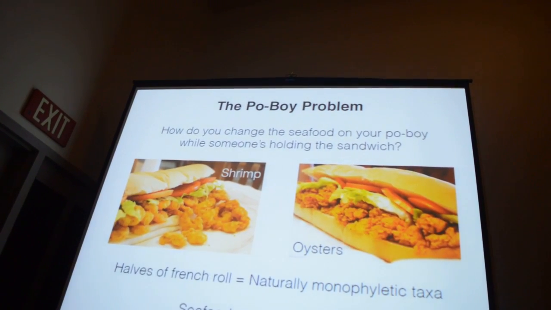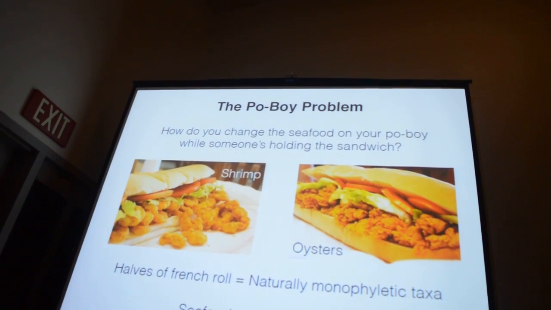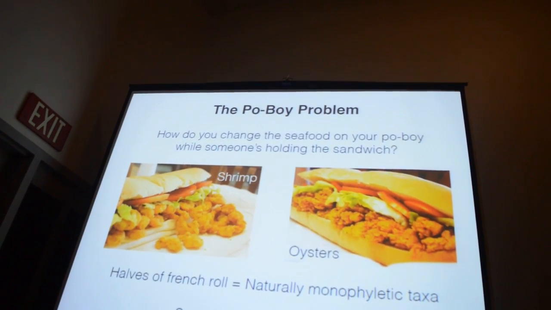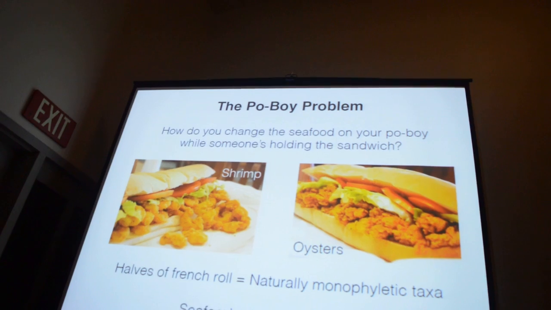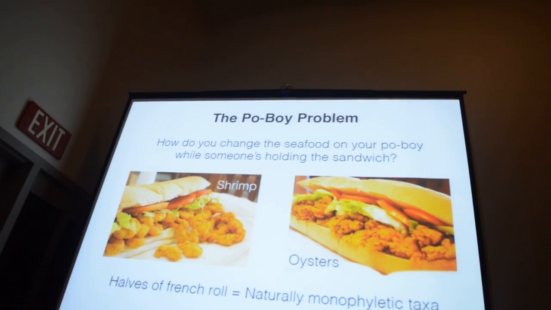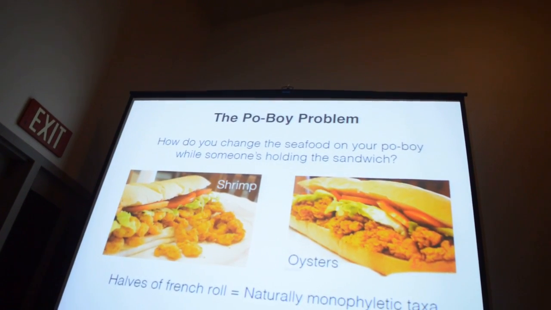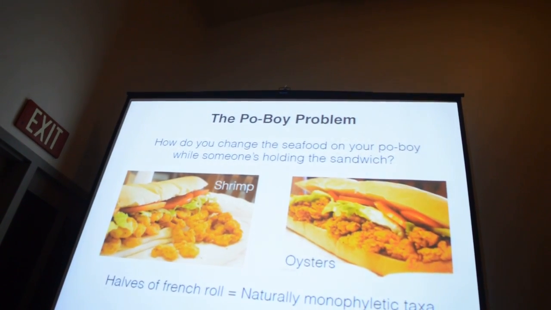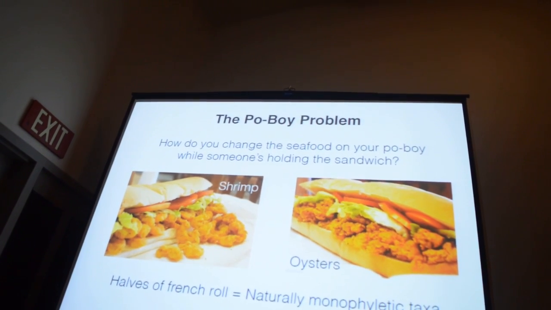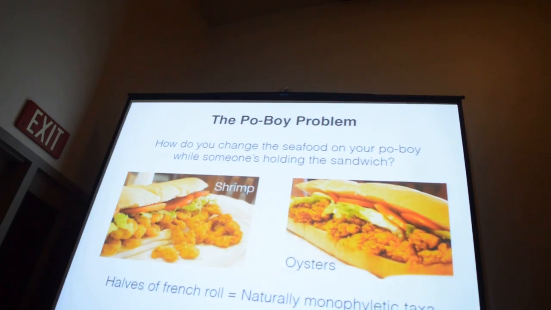Now, I felt the need to name this problem. Coming from LSU, I decided to come up with the most Louisiana analogy I could possibly think of. I'm going to dub this the po' boy problem. If you imagine a very hungry person who's just been given a shrimp po' boy and they're holding it tightly in their hands, they're about ready to eat it. And at the last minute, for some reason, the chef decides to switch out the shrimp for oysters. The person won't let go of the po' boy.